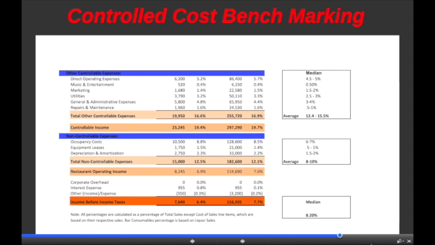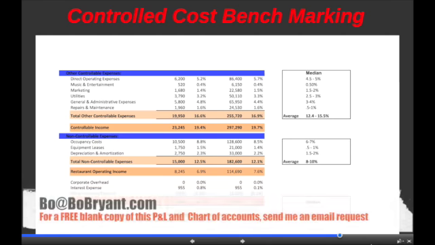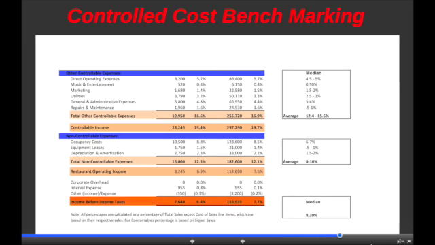First part is to get a good, clean, healthy, recognized profit and loss system, P&L formatting system. Once you start capturing your information that way, then you can start looking at medians to see how far good or bad you are against the median. So I hope that's been insightful.